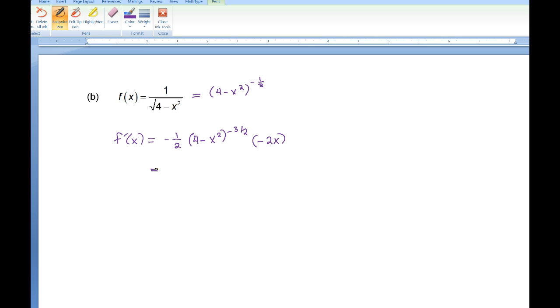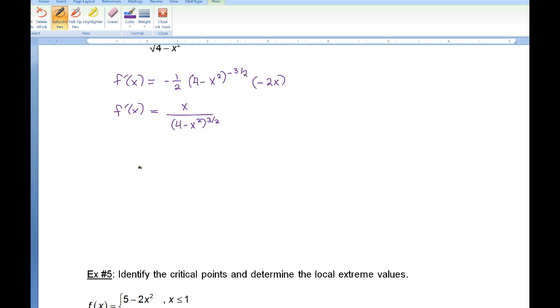Remember how in the last chapter test I told you that it's important to learn how to simplify? It helps when you're trying to find critical points. That's why you don't want to leave negative exponents. So the -1/2 and the -2 cancel, but I'm left with an x. And then we are left with a (4 minus x squared) to the 3/2 power.